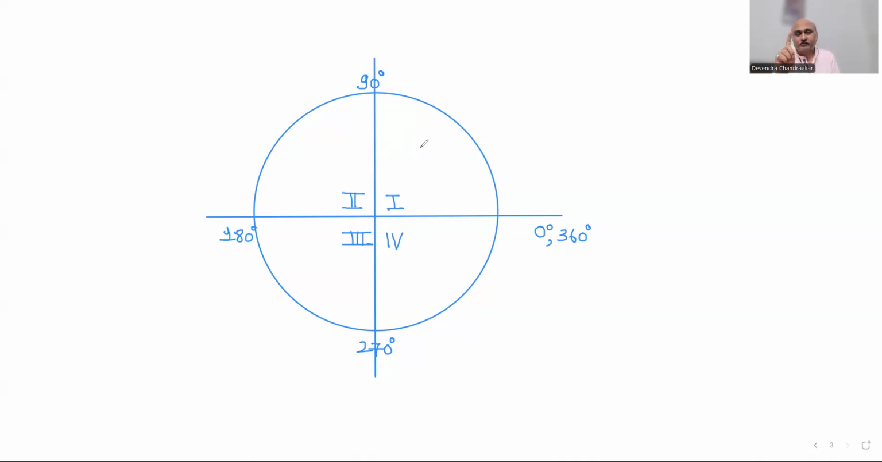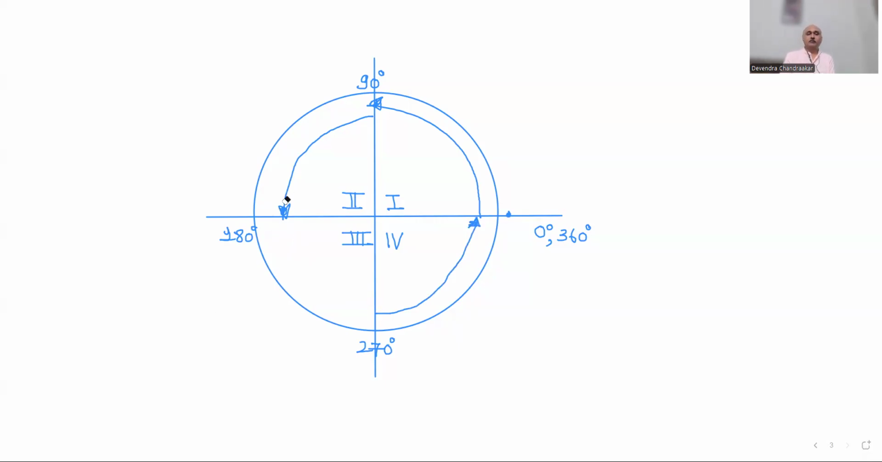So this is the first quadrant. We start counting from this point, right? This is 0 degrees. We start moving in the anti-clockwise sense. After we have moved for 90 degrees, this is 90. First quadrant completes. Second quadrant starts from 90 and completes at 180. Third quadrant starts at 180, completes at 270. And the fourth quadrant starts at 270 and ends at 360.